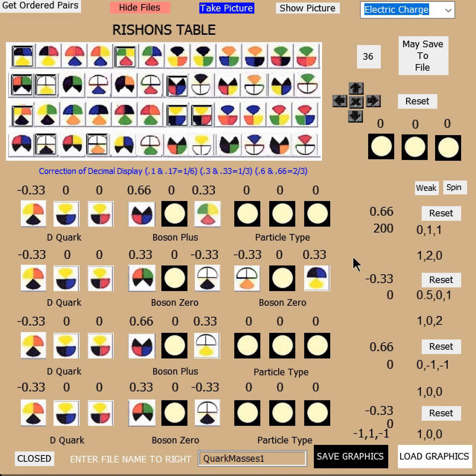Let's take a look at the intrinsic masses of the hierarchy of quarks. First, let's look at the heaviest of the quarks, the top or T quark. We can see here that it will be composed of a generic D quark and a scalar boson plus. The generic D quark will have an initial or assigned mass of 200 electron units.